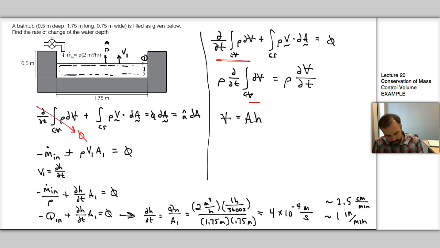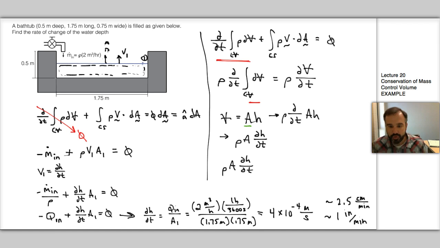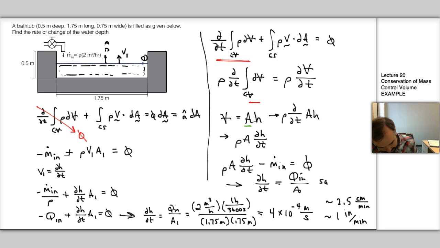Well, the area is constant in time, so we can pull that out. So we have rho d over dt of A H. We can pull the A out, and we end up with rho A dH over dt. Now we can plug that back into our original equation, and we end up with rho A dH over dt for the volume side, the change in storage. And then we have our fluxes. The only flux in this case is m dot n. So we have minus m dot n equals 0. And then finally, doing the same rearranging we did before, dH over dt equals Qn over A. Same answer.